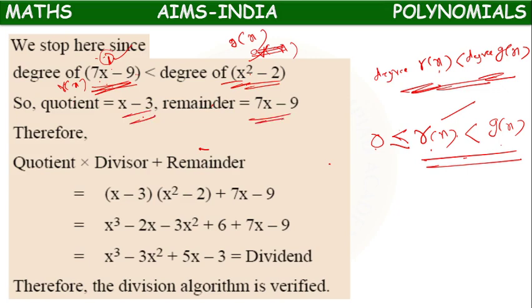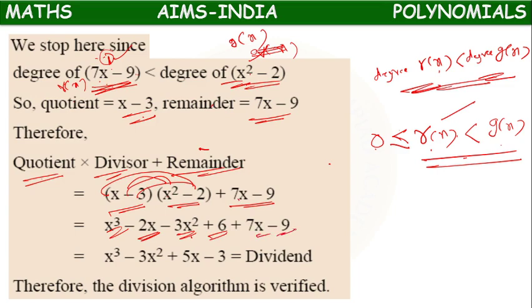Again, if you want to cross check, we can multiply quotient into divisor plus remainder. Quotient x minus 3, divisor x square minus 2, remainder 7x minus 9. X square into x cube, minus 2 into x, minus 2x. X square into minus 3, minus 3x square. Minus 2 into minus 3, plus 6, plus 7x minus 9.